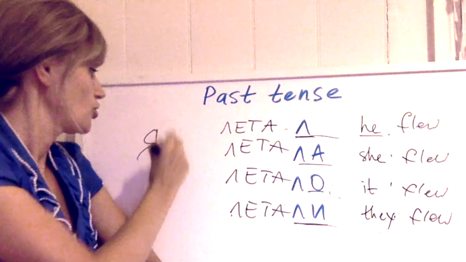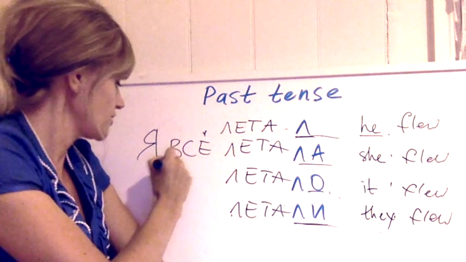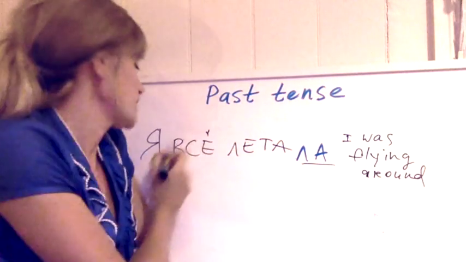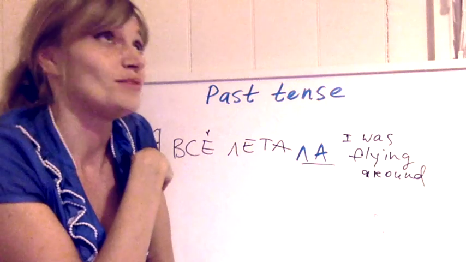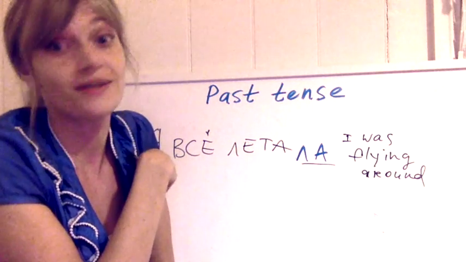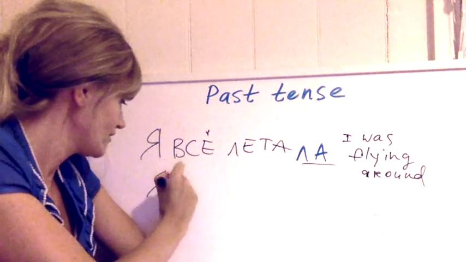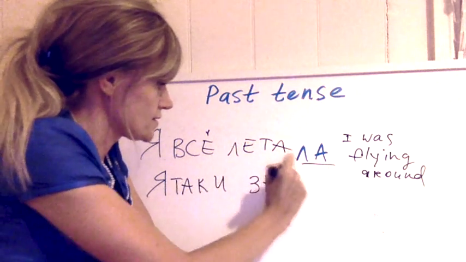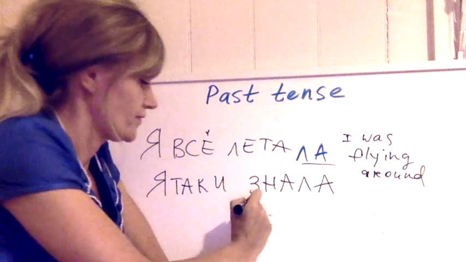Я все. Все means everything. In this context, it means я все летала. It means I was flying in my thoughts, in my dreams. I was flying around. Я все летала. Я так и знала.